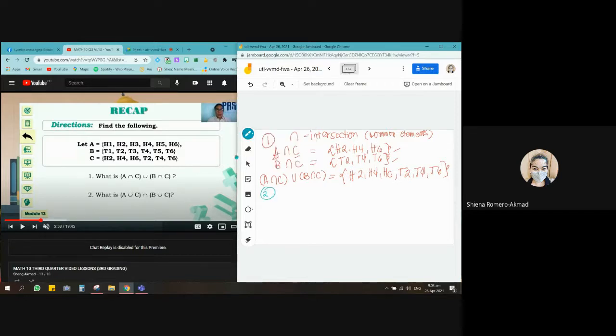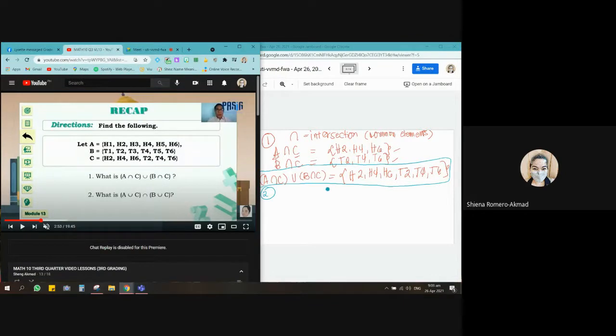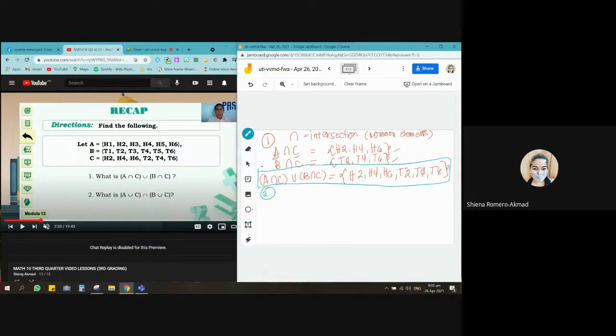How about for number 2? Ito yung number 1 natin. Yes? May nag-raise pa ng hand. How about for number 2? Yung union naman ng A and C. H2, H4, H6, H1, H2. Union meaning we are going to include all of the elements in A and C. Pagsasamahin natin, okay?